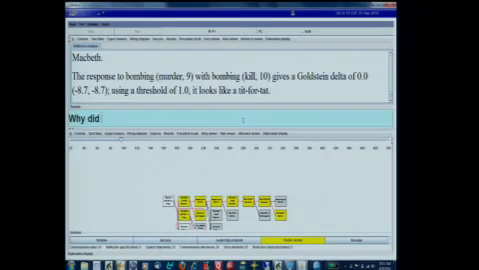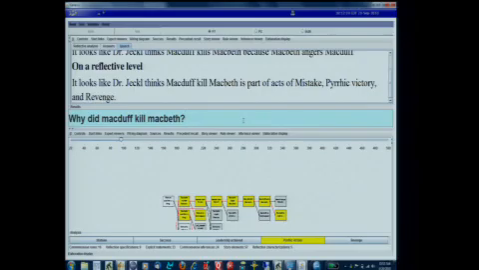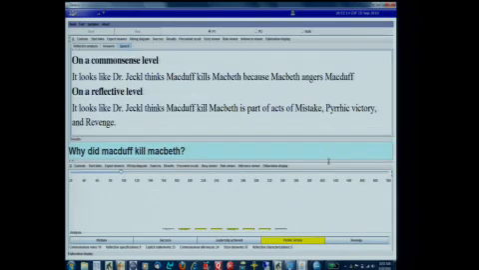Now once you're capable of doing that, of course, then you can find all sorts of things and you can report them in English, but more interestingly, you can answer questions. So why did Macduff kill Macbeth? It cares not a hoot about capitalization. On a common sense level, it looks like Macduff kills Macbeth because Macbeth angers Macduff. On a reflective level, it looks like Macduff killed Macbeth is part of a Pyrrhic victory and revenge. Pretty corny speech output, but you see the point.